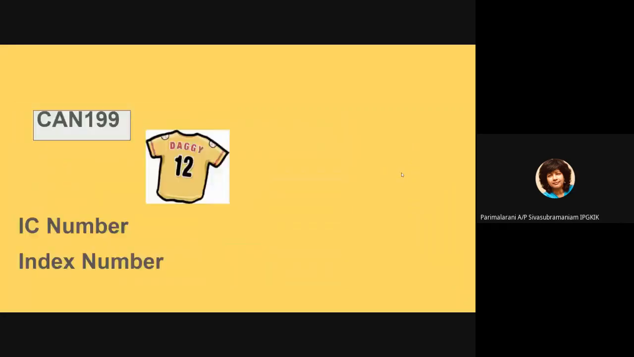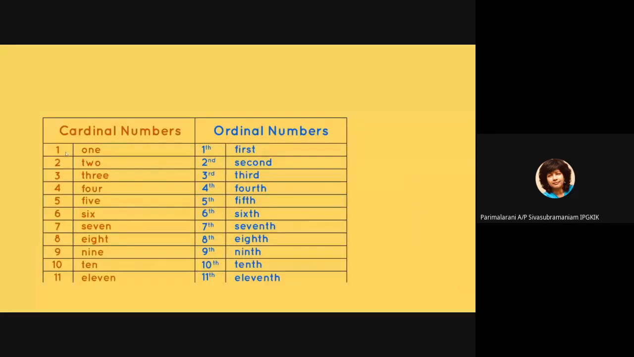These are examples of cardinal numbers: 1, 2, 3, 4. All these are cardinal numbers. Ordinal numbers will be first, second, third, fourth, fifth, sixth, seventh. These are all ordinal numbers.